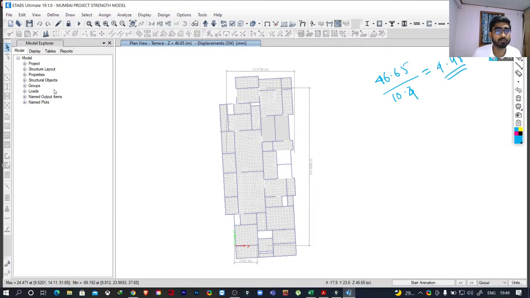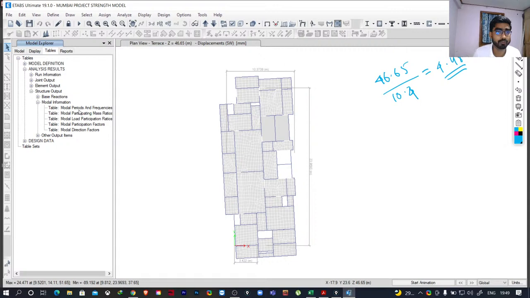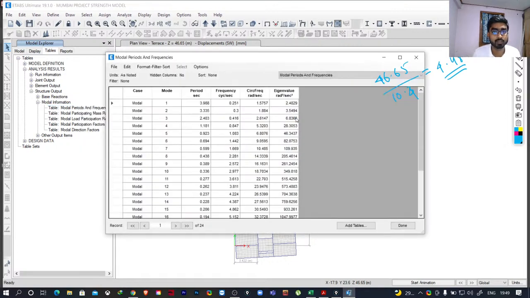So okay, let's see the modal analysis now. Check tables, analysis results, structure output. Here we have modal periods and frequency. It says if the frequency for the first mode is less than 1, then the dynamic effect applies. Obviously it is less than 1 here, 0.25. It is in cycles per second, that is what hertz is, so same thing. So 0.25 hertz we are getting, obviously we should consider the dynamic effect.